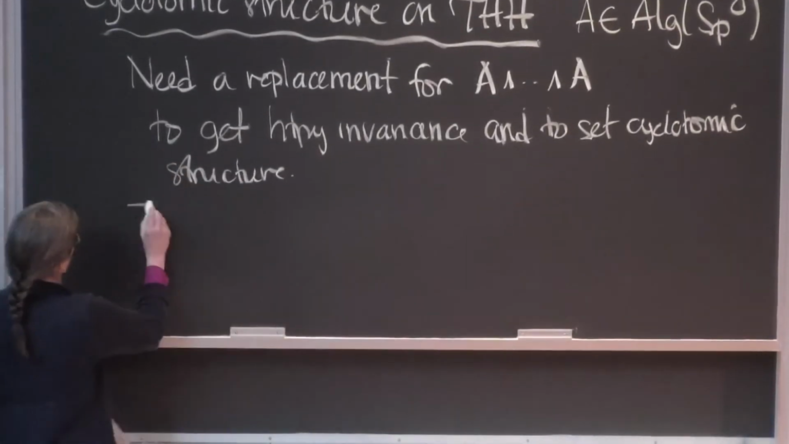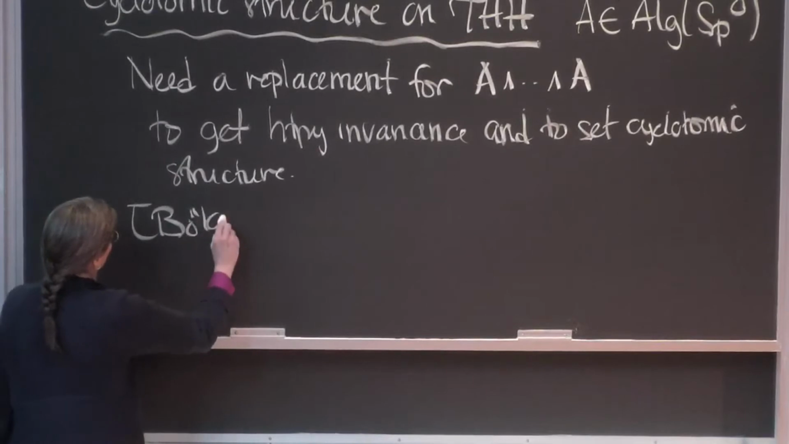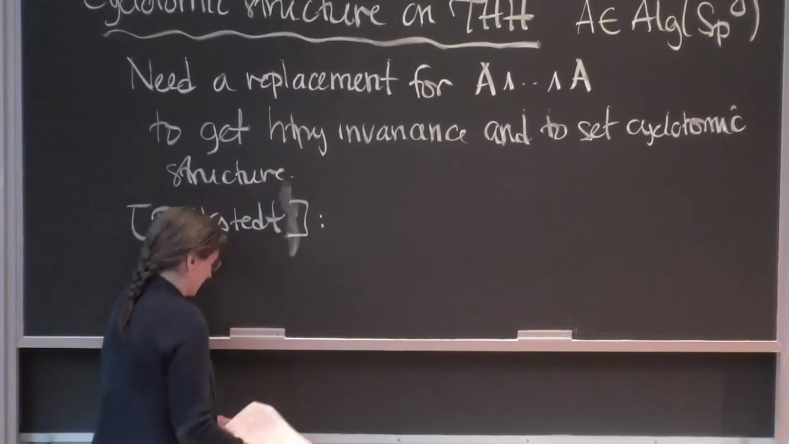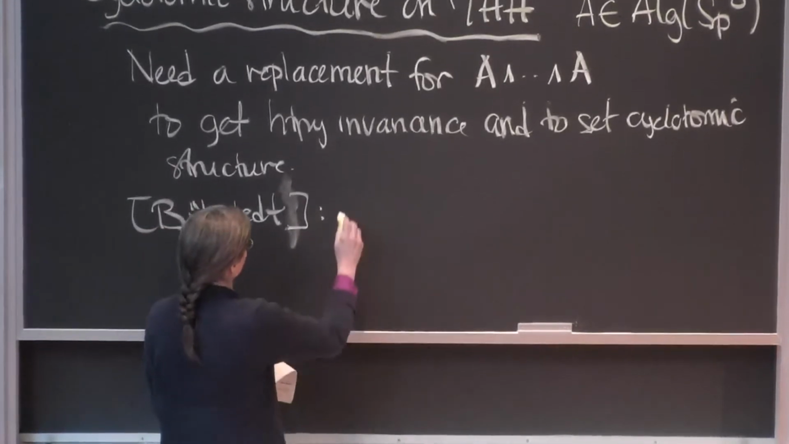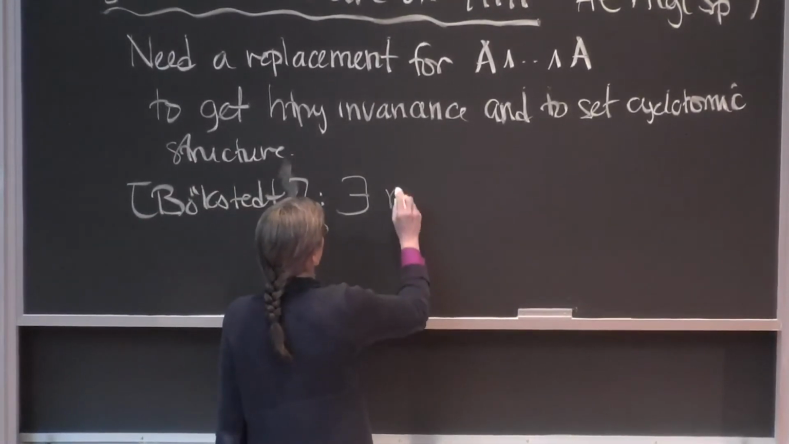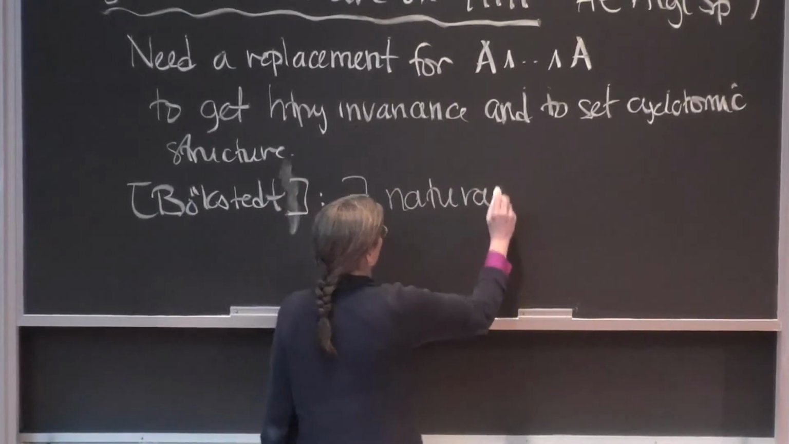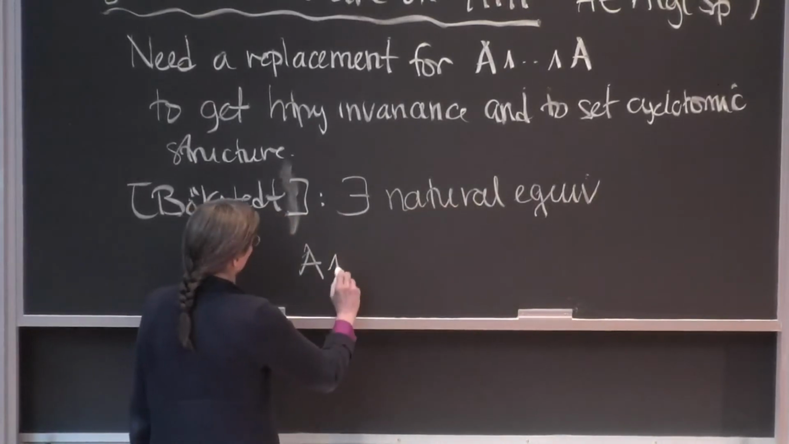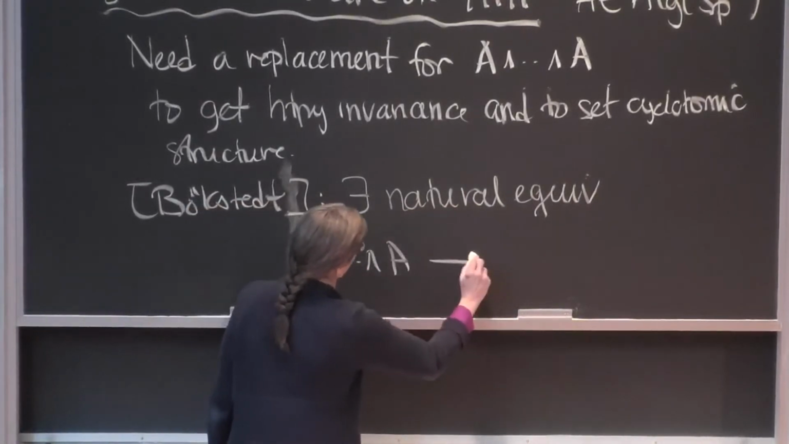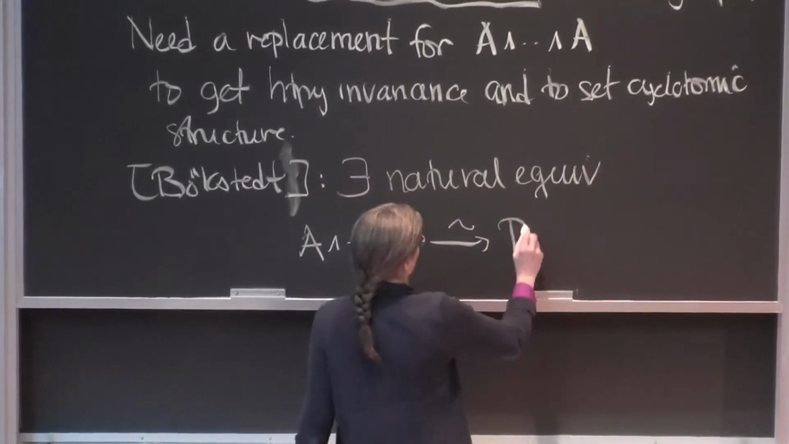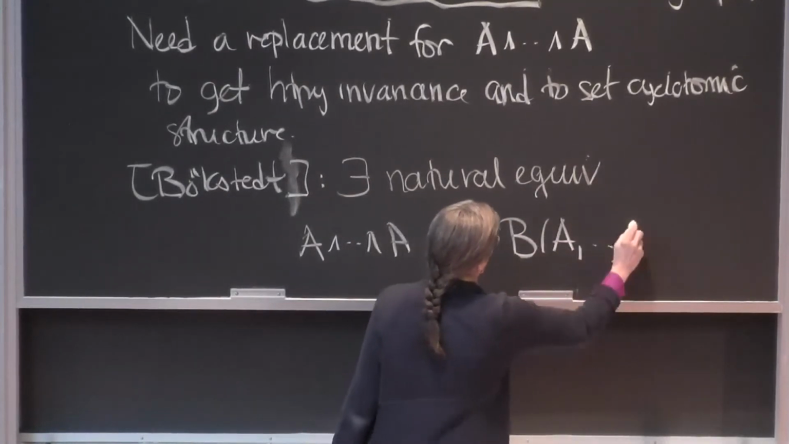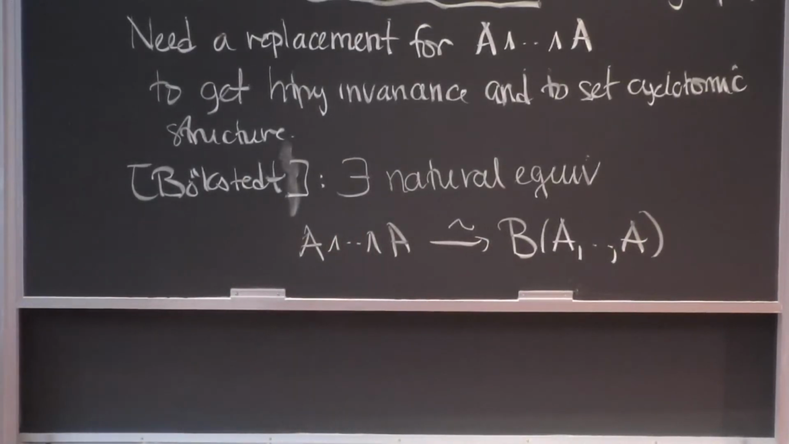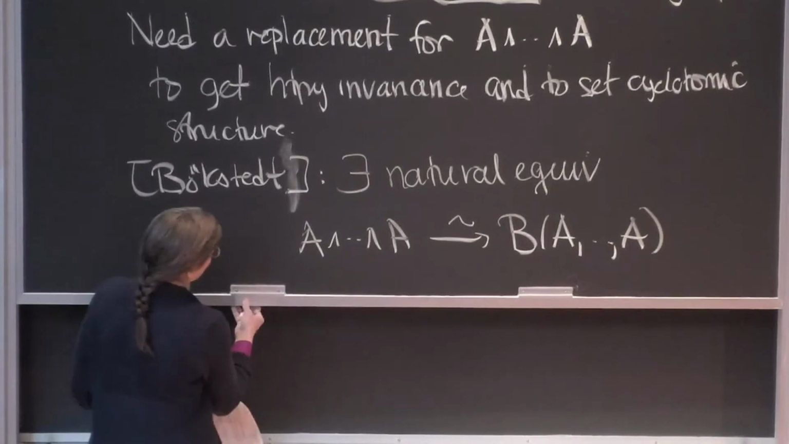So this is where Bökstedt's original construction comes into play. So he has a natural equivalence between the iterated smash of A and something that we'll just write B of A, A, A, some sort of construction that he makes that has lots of nice properties that we want to use. It preserves stable equivalences.